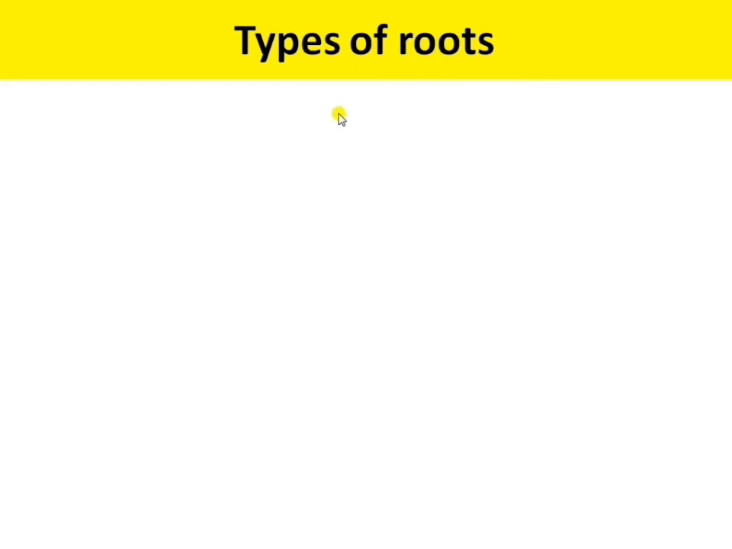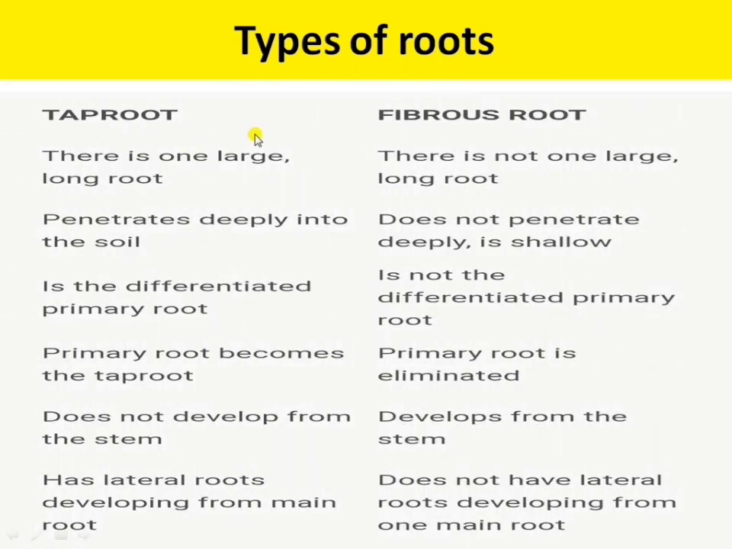Moving on to our second topic, that is types of roots. There are two types of roots. The first one is taproot and the second is fibrous root. Taproot is one large long root, while the fibrous root is not one large long root. Taproot penetrates deeply into the soil, but fibrous root doesn't penetrate deeply and it's shallow.